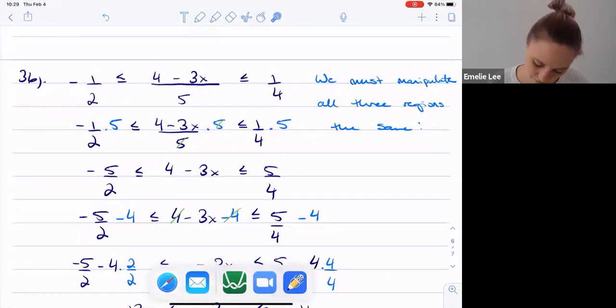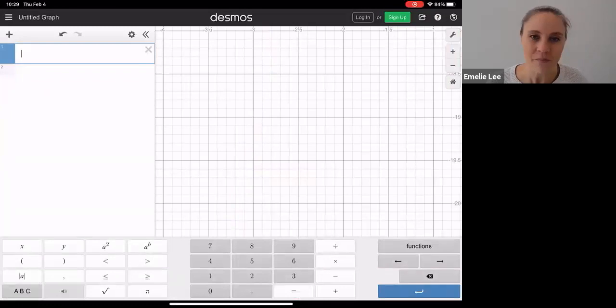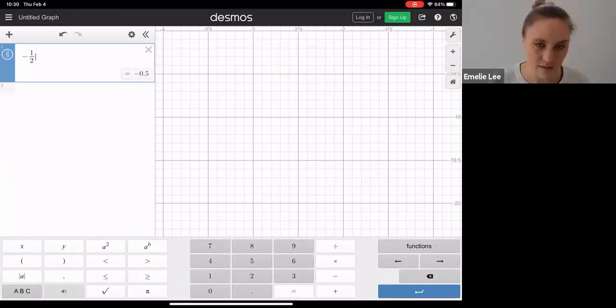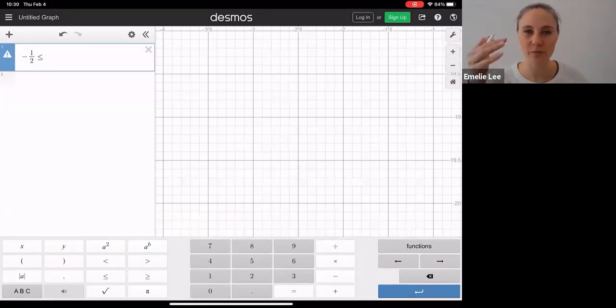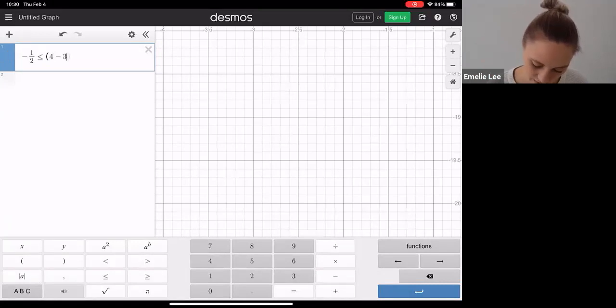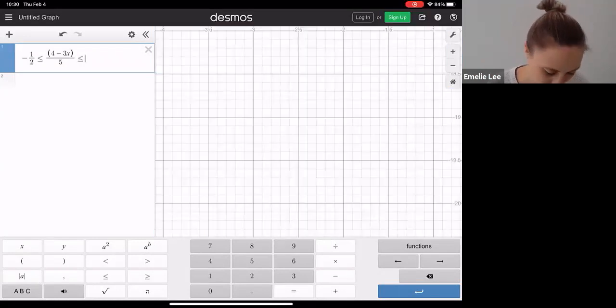I'll pull it up here, just to confirm that the region that we found is the right one. I'm going to plug it in the exact same way that you see it in the problem: negative 1 over 2, and then step it outside, because you want to keep the inequality outside the fraction, is less than or equal to. As soon as I have a fraction with multiple terms in the numerator, I'm going to put brackets around it: 4 minus 3x in brackets divided by 5. That's the only way I'm going to be able to divide everything by 5. Step it outside, is less than or equal to 1 over 4.